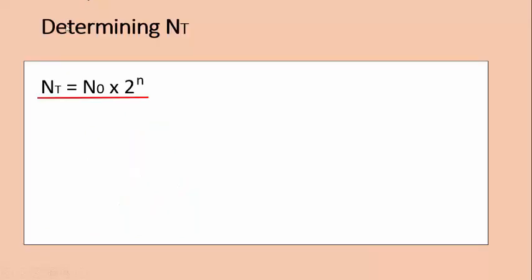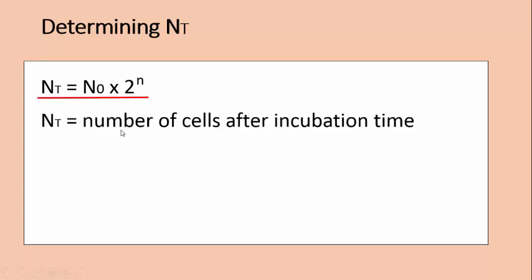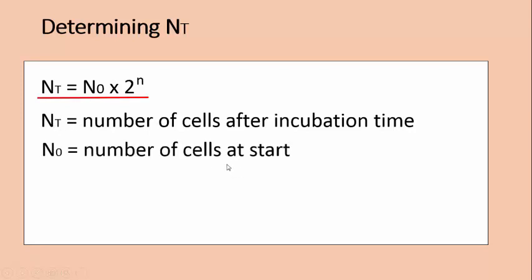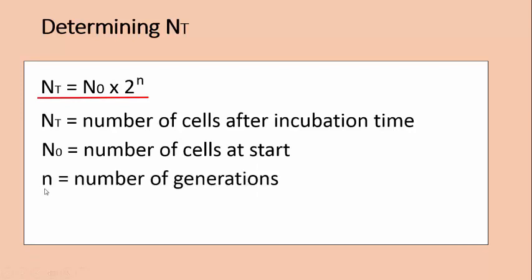So here is the formula that I'm going to teach you how to use. And it's NT equals N naught times 2 raised to the N. So what does all of that math speak mean? So NT is the number of cells after incubation time. So N for number, T for time of incubation. N naught, or N0, is the number of cells that you start with before you start incubating. And then N is the number of generations.